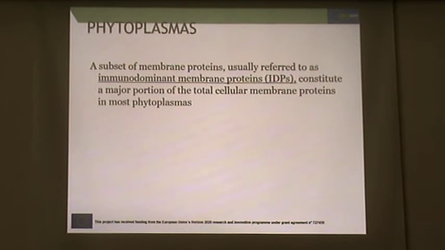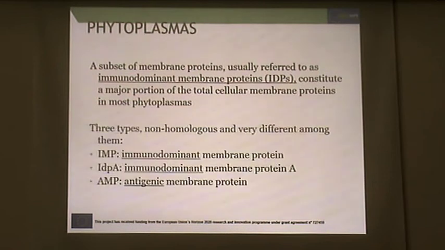And as you know, the phytoplasmas have a subset of membrane proteins that have these antigenic, immunodominant properties. They are called immunodominant membrane proteins, and they generally constitute the major part of the membrane proteins in most phytoplasmas. We have three types of these proteins, which are not homologous among them. And they are in fact very different, as we will see in a few seconds.